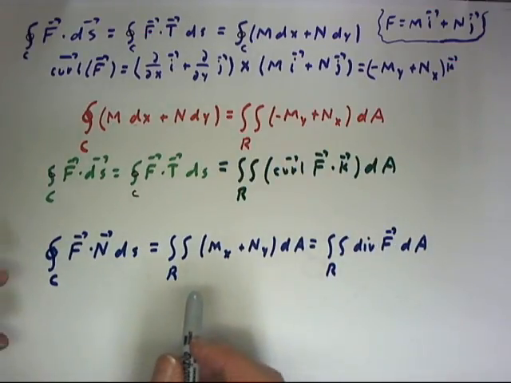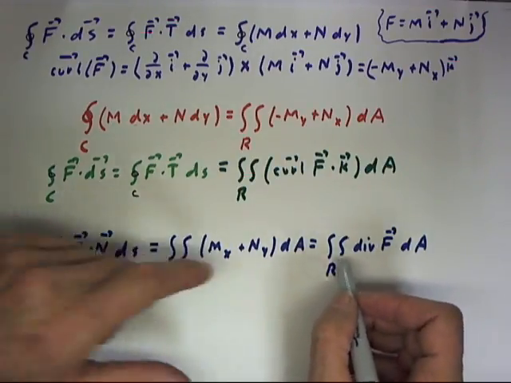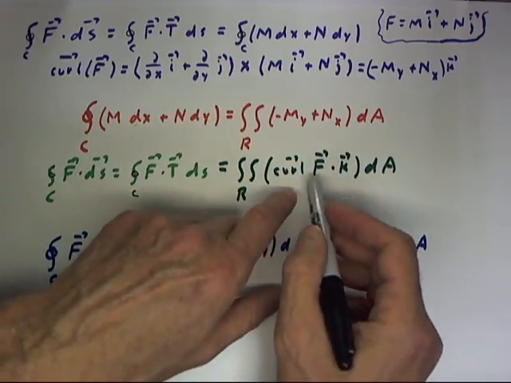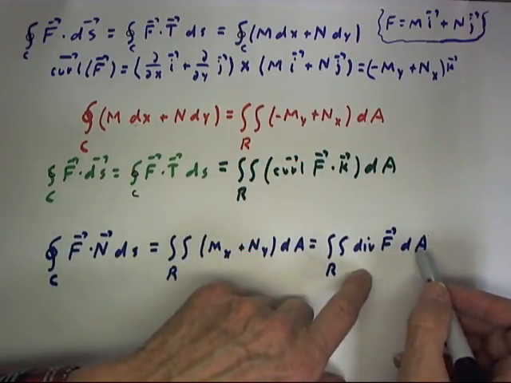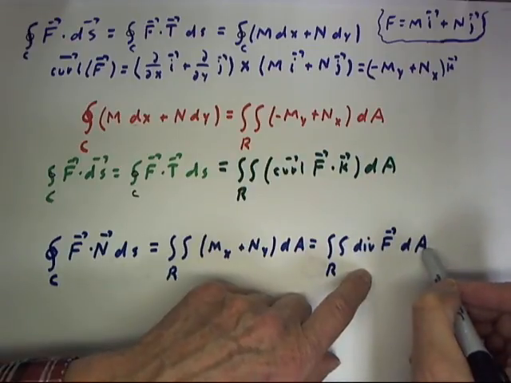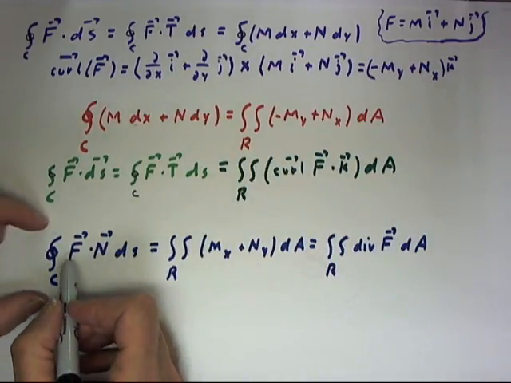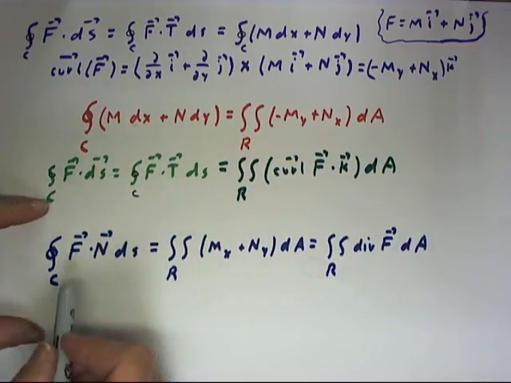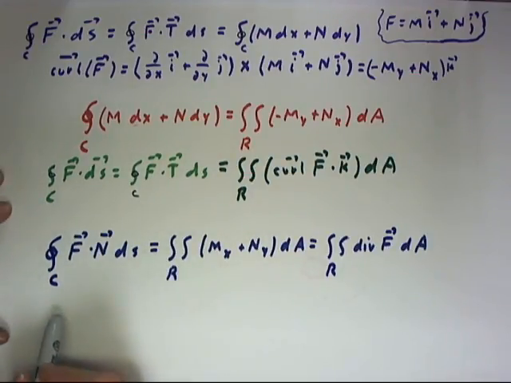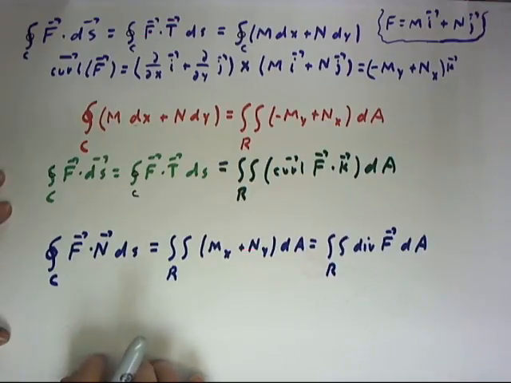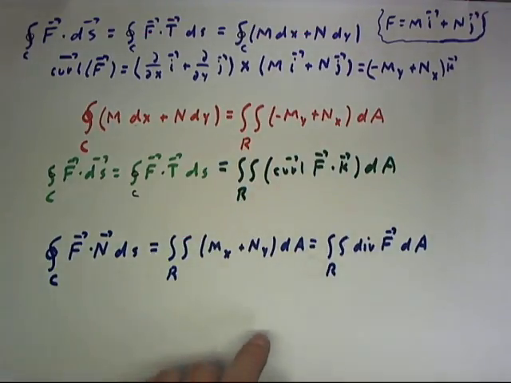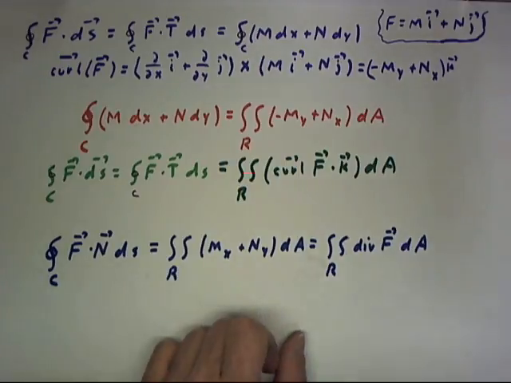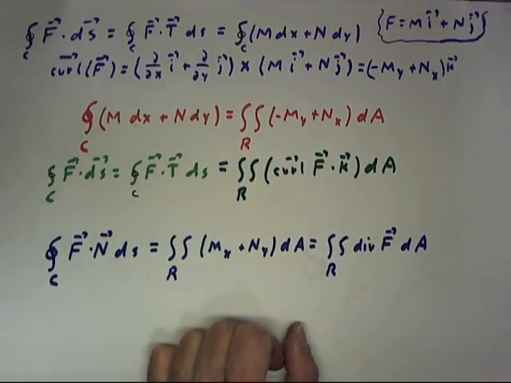So we have a couple of results here that are related to integrals of the curl of F or the divergence of F with respect to area, and these are related to either the normal or the tangential component of the vector field in a way that will become even clearer as we extend into the divergence theorem and Stokes' theorem.